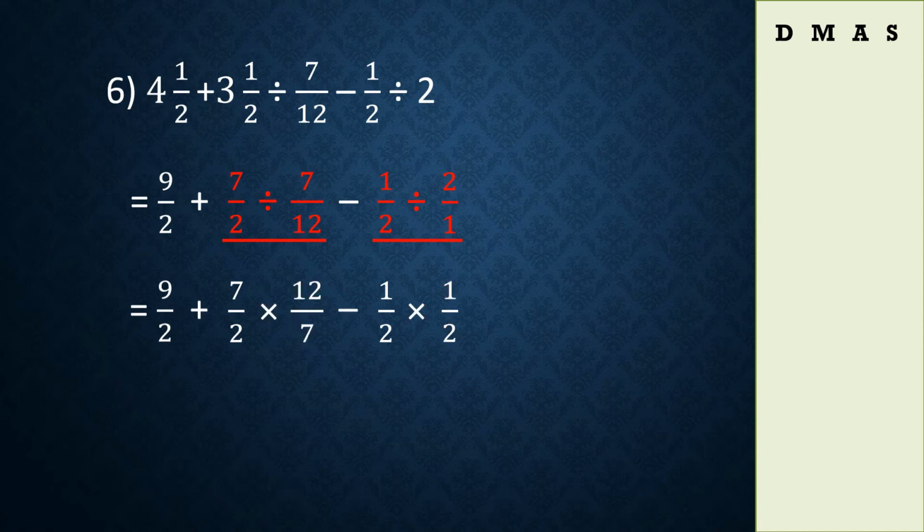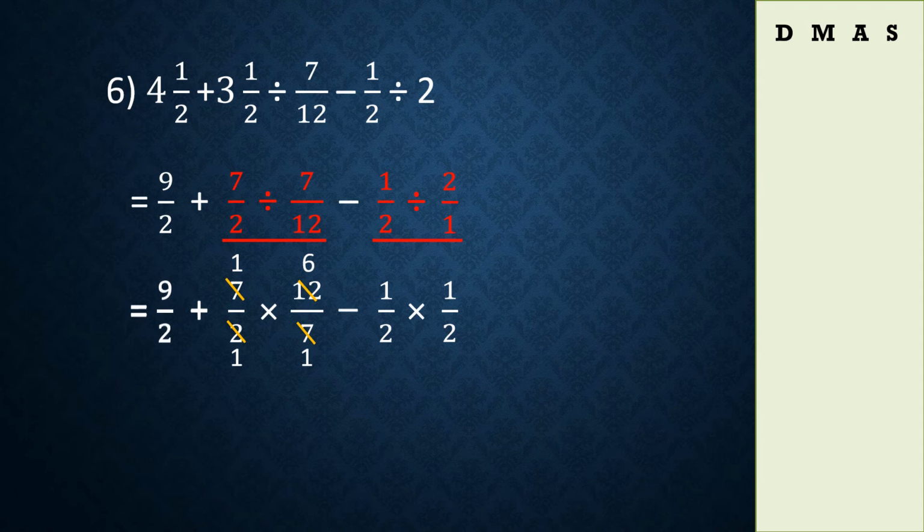See, 2 and 12 both are divisible by the same digit 2. So divide. 2 1s are 2, 2 6s are 12. Again, 7 is divisible by 7. So divide. 7 1s are 7. Again, 7 1s are 7. Now, it cannot be further divisible.